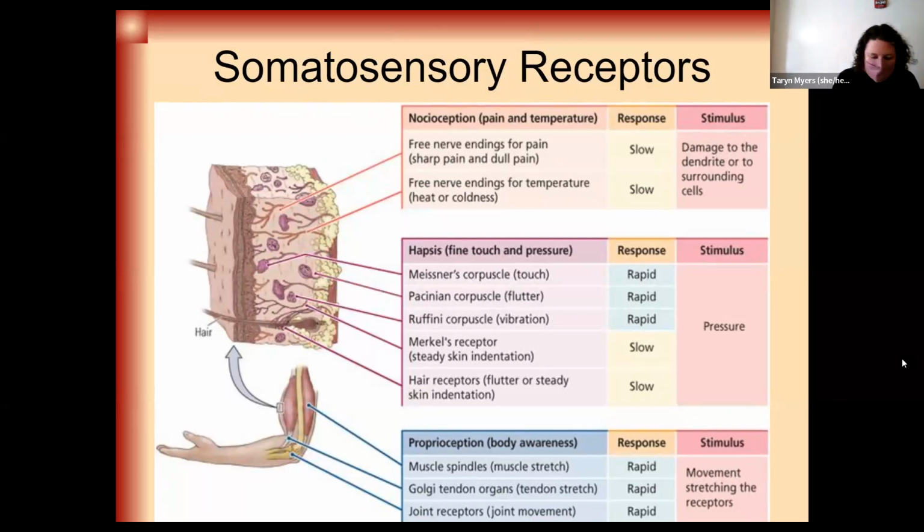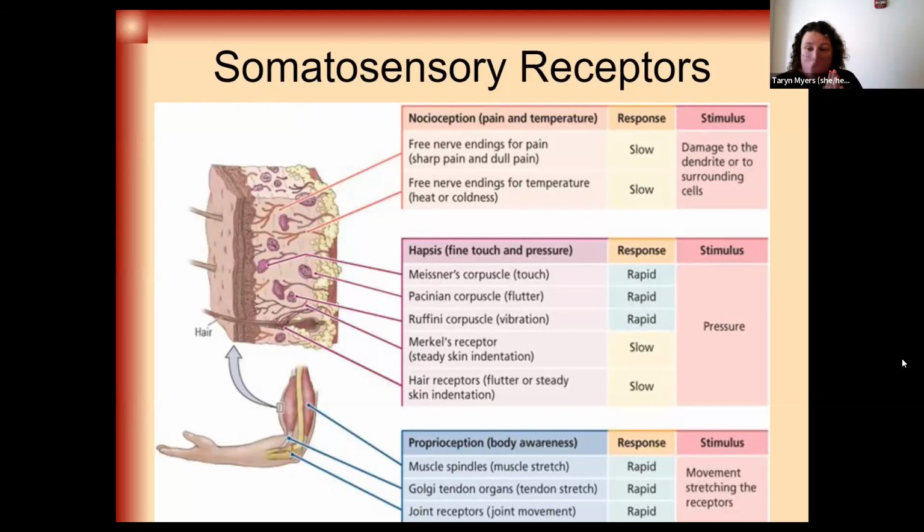So pain and temperature is nociception. It's unpleasant stimuli. So we have free nerve endings for pain, which is like our sharp pain, our dull pain. It's a slow response. And as I mentioned, it's like tissue damage, and in particular, the dendrites that stick off the axon body of the neuron. And then we have free nerve endings for temperature as well. Heat, cold, and again, slow, and again, damage, sunburn, frostbite, things along those lines.